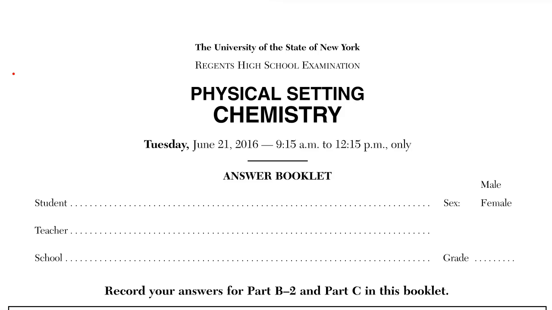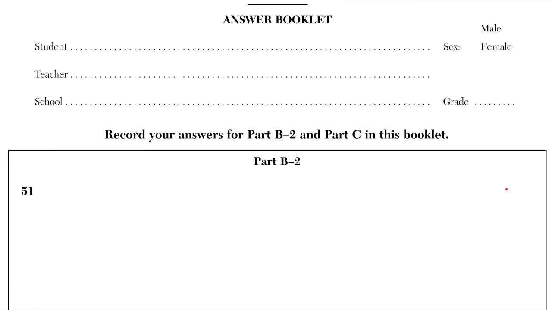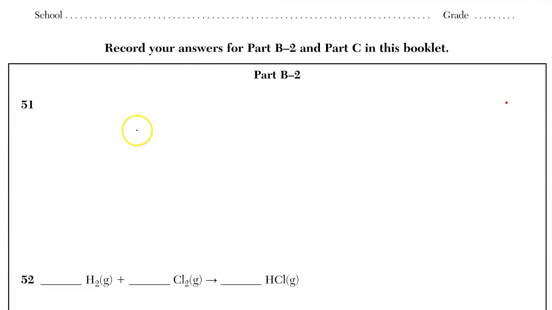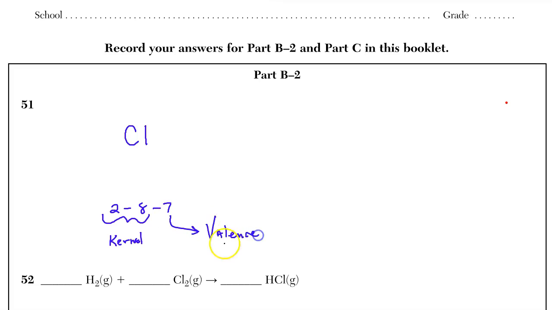So here we are in our answer booklet, and we're going to basically draw this number 51, and we start with the element symbol chlorine. Remember, chlorine we know is 2-8-7. These electrons are kernel electrons, electrons that are in filled energy levels, and this is the valence electron, okay? And that, of course, are the ones that are available for bonding, the unstable ones.